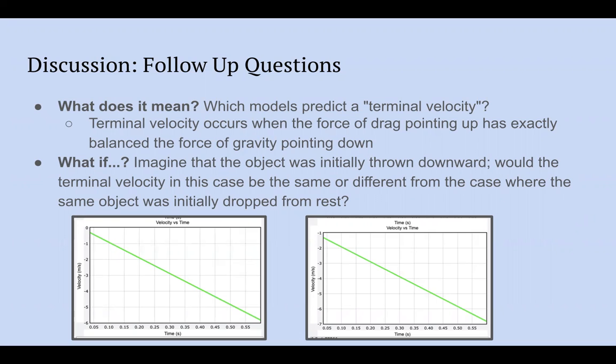The second question is, what if we threw the eraser rather than letting it drop from rest? The graph on the right shows the velocity if the eraser was thrown, and we can see that the graph shifts because we already have an initial velocity going in the negative y direction. The two graphs show that the terminal velocities would eventually be the same, but the time it would take to reach them would differ because drag force is no longer the same. So it would take longer for the object at rest to reach terminal velocity than the thrown object.